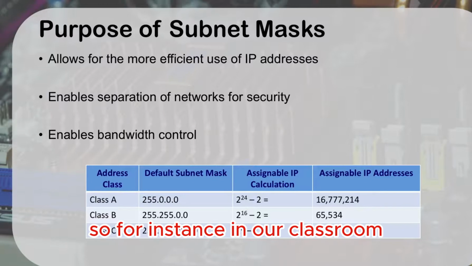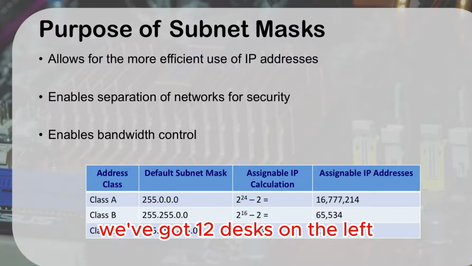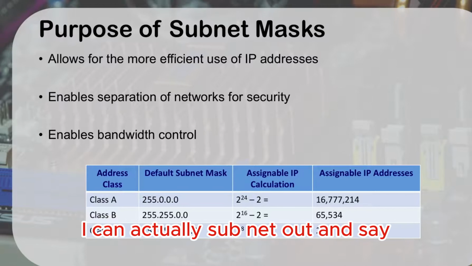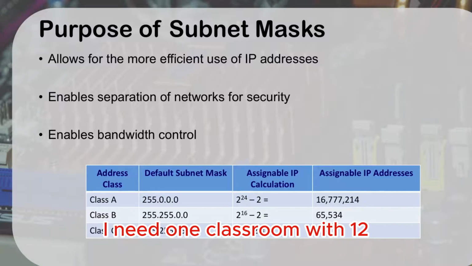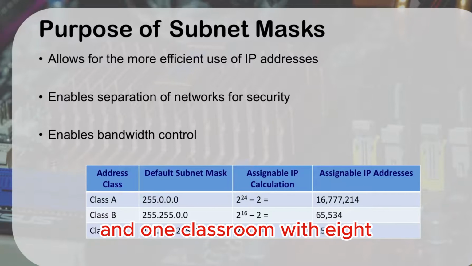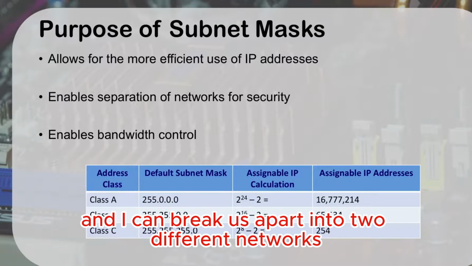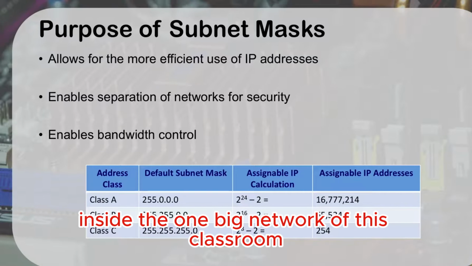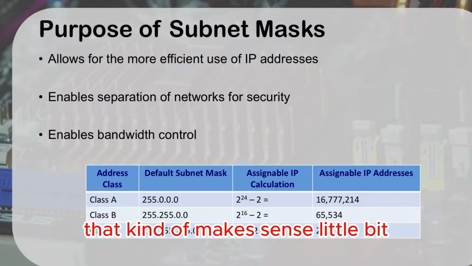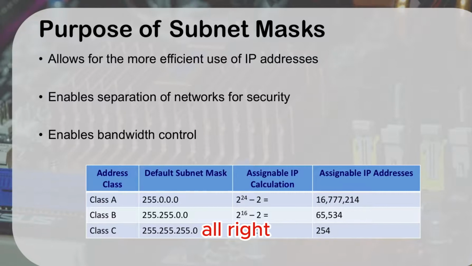So for instance, in our classroom, we've got 12 desks on the left and we've got 8 desks on the right. I can actually subnet out and say, you know what? I don't need one classroom with 20. I need one classroom with 12 and one classroom with 8. And I can break us apart into 2 different networks inside of here, 2 sub-networks inside the one big network of this classroom. Does that kind of make sense? A little bit? All right.